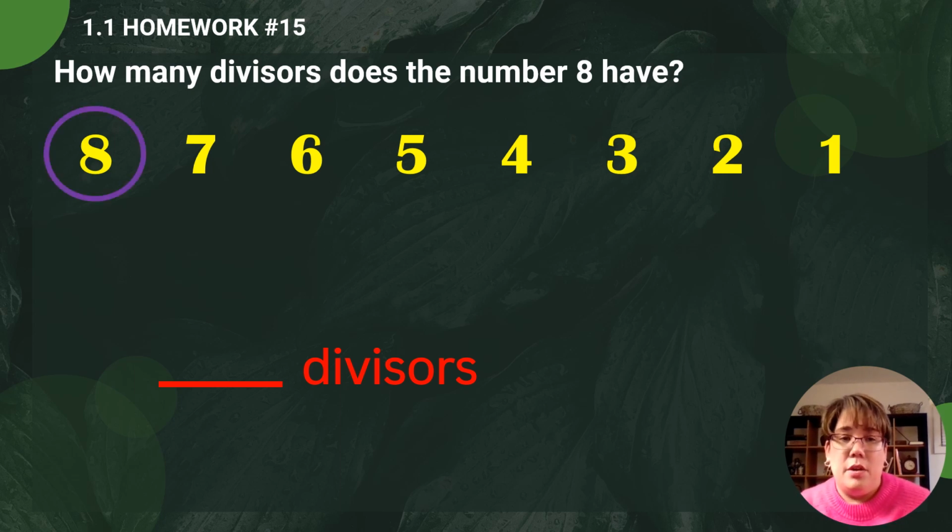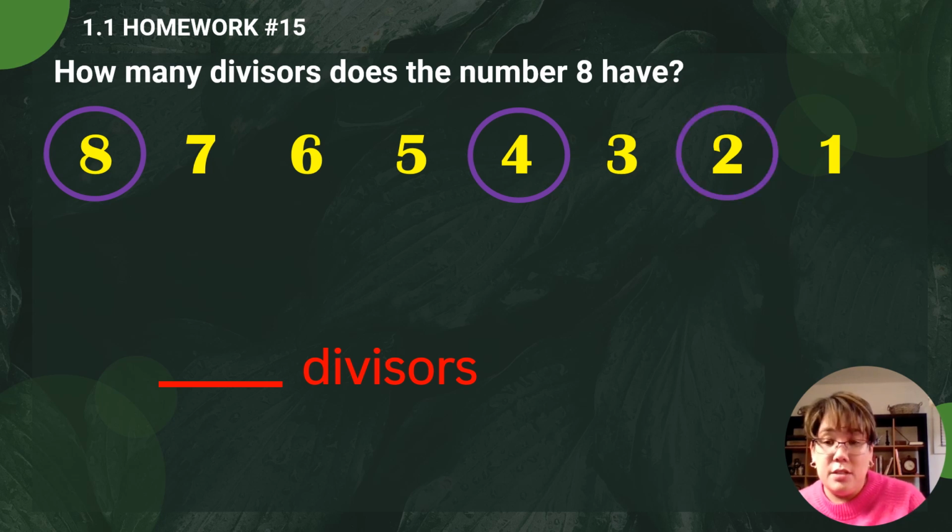So in other words, 8 will divide evenly: 8 divided by 8 is 1, with no remainder. But 8 divided by 7 does not divide evenly, so 7 is not a divisor of 8. So I can't circle 7. 6 will not divide evenly. 5 will not divide evenly. But now 4 will divide evenly. 8 divided by 4 is 2. Okay, so 3 does not divide evenly. 2 does divide evenly, and so does 1.